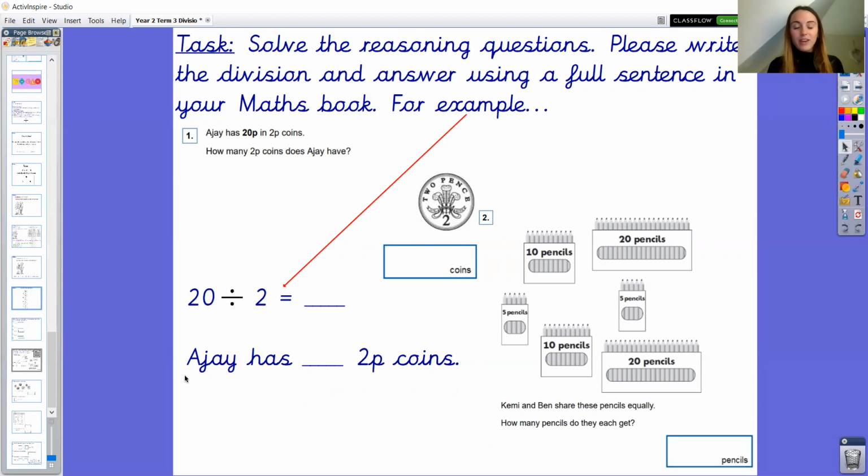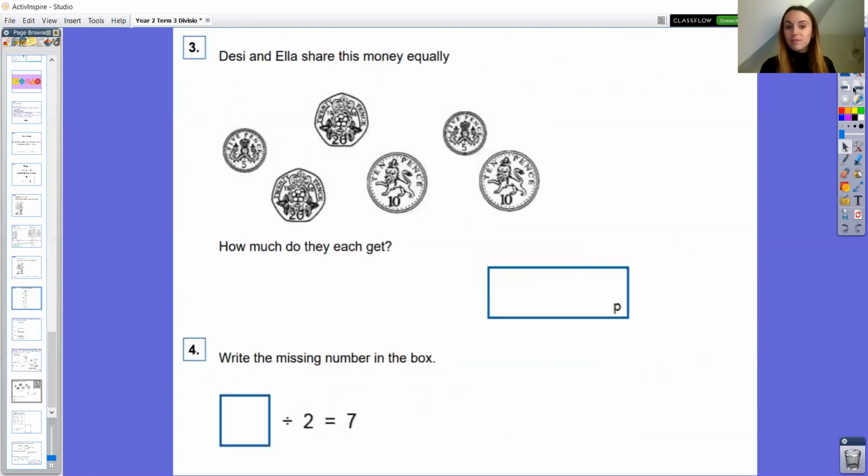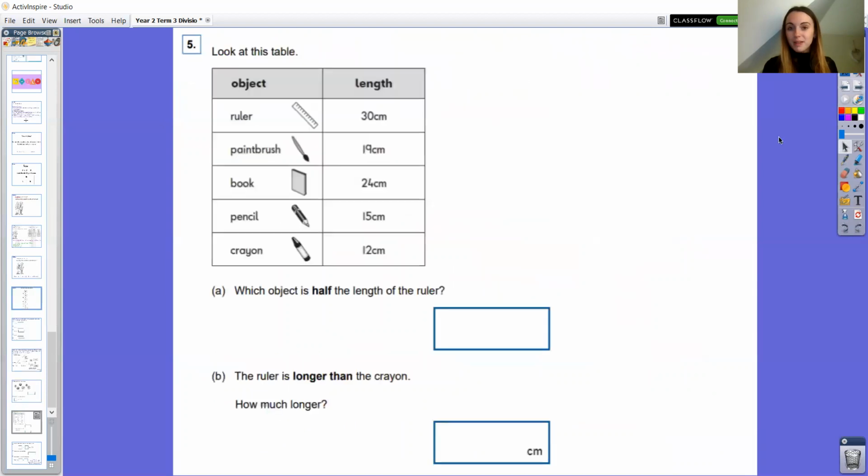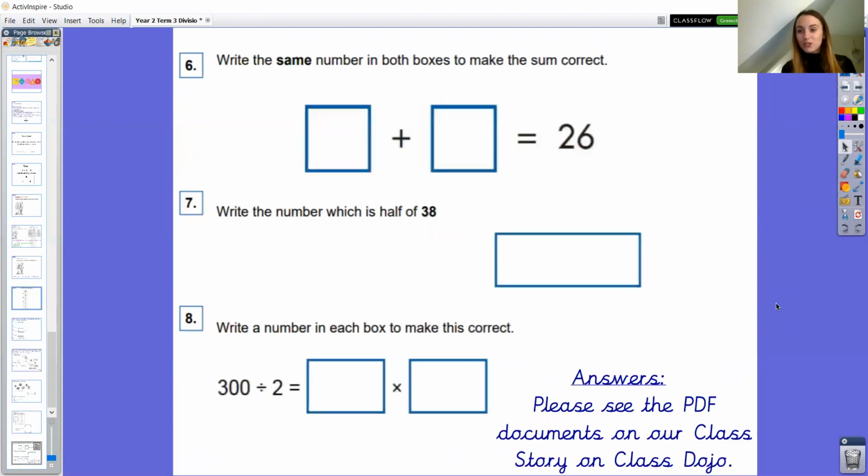Okay, year 2, I can't wait to see your amazing maths work today. So as you can see here, we have question 1 and 2, questions 3 and 4, questions 5a and 5b, and questions 6, 7 and 8. And as you can see here, I said, please see the PDF documents on our class story on Class Dojo, as you will also find the answers there with the questions.